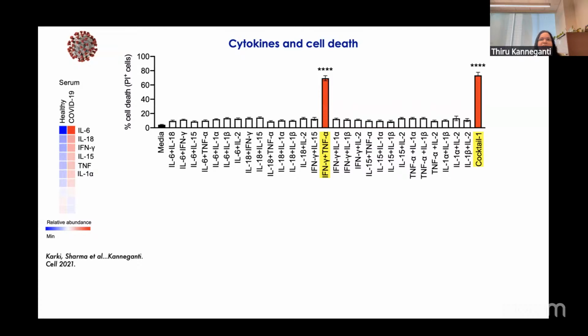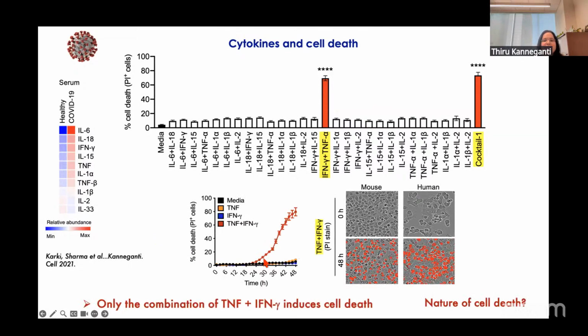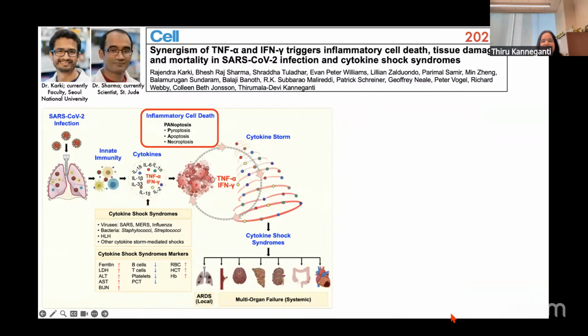So we were trying to mimic in vivo conditions to see whether there are any cytokines that can induce the lytic cell death pathway. As you can see here, low doses of TNF or interferon gamma do not induce cell death, but the same low doses of TNF and interferon gamma, when combined, induce robust cell death. And it happens both in human cells and in mouse cells. So only this combination induced cell death. So we asked, what is the nature of that cell death?